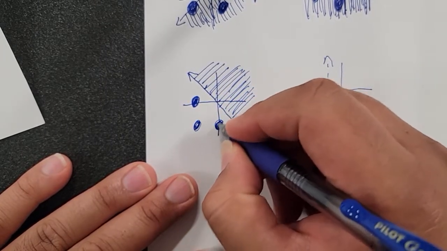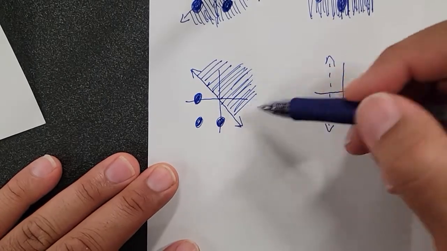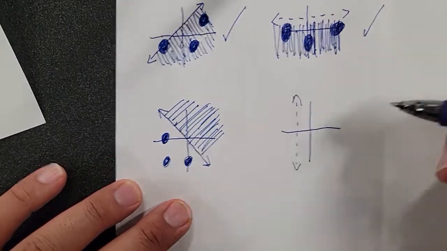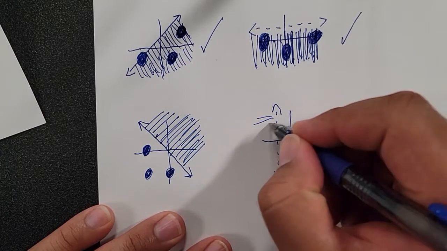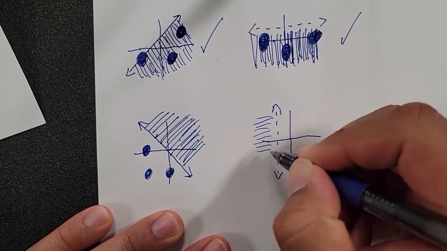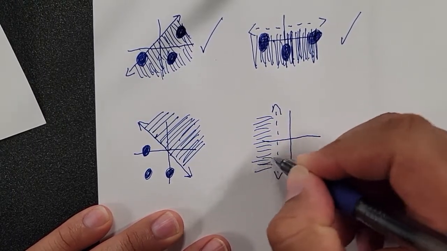All right, but now let's say that we have the points on this side. These points, they're in the blank area. They're not in the shaded area. So this is not good. And let's say we got some like this over here. Remember, do not touch the line.